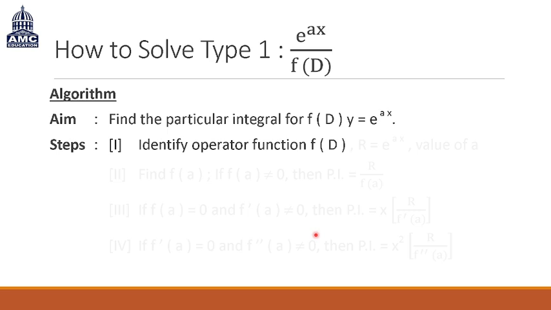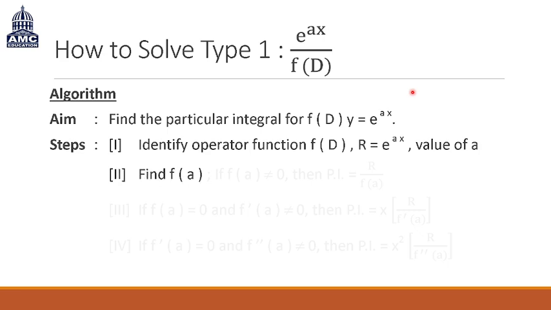After we identify what is the operator function, we will identify what is the R. R is essentially the right hand side of our equation, e raised to the power ax, and then we will find out what is the value of a. So for example, it could be f(D) of y is equal to e raised to the power 3x, so a is equal to 3. So we find out R, we find out f(D), we find out a, right?